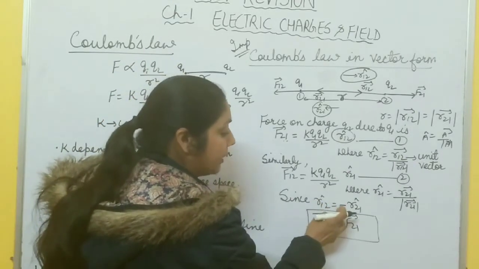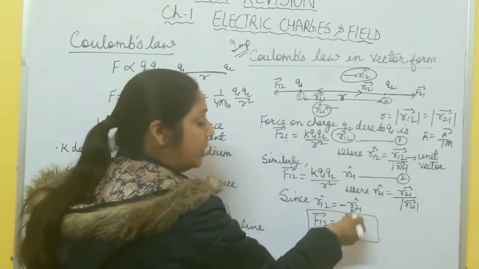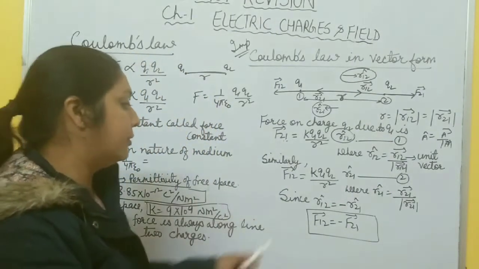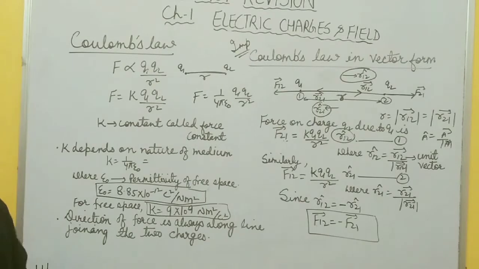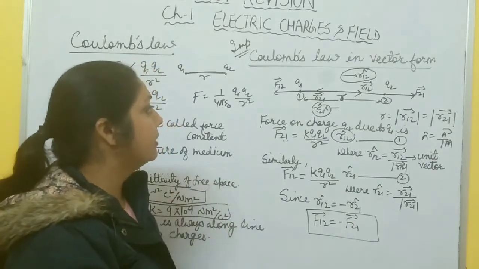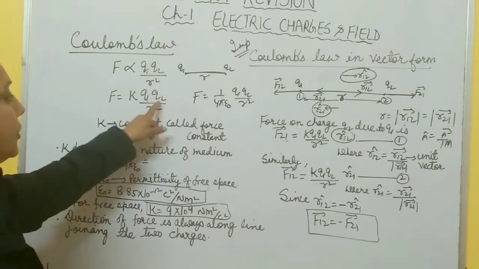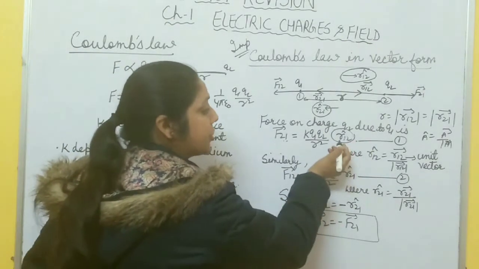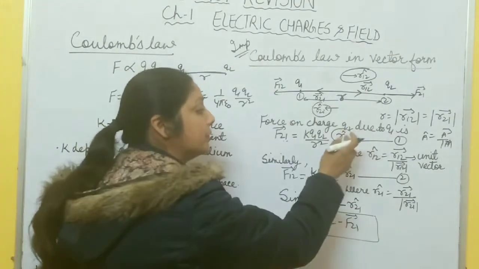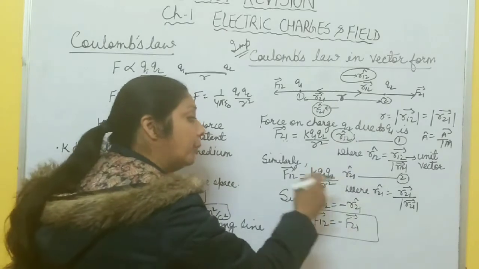So you can write r12 cap equal to minus r21 cap, and you put this value in equation 1 or 2, and you find that F12 equals minus F21, right? And you can easily show that this is in accordance with Newton's third law of motion. This is Coulomb's law in vector form. It is very simple. Just write in scalar form K q1 q2 by r square, and just to show the direction, you use a unit vector. Force on 2 due to 1 means from 1 to 2, so r12 cap. Force on 1 due to 2 means from 2 to 1, so r21 cap.